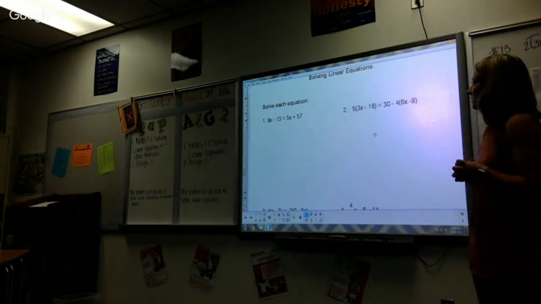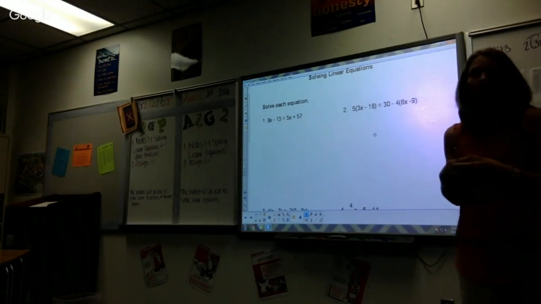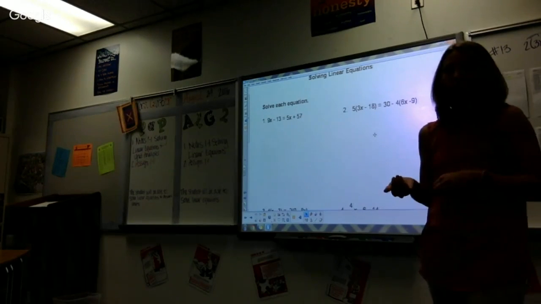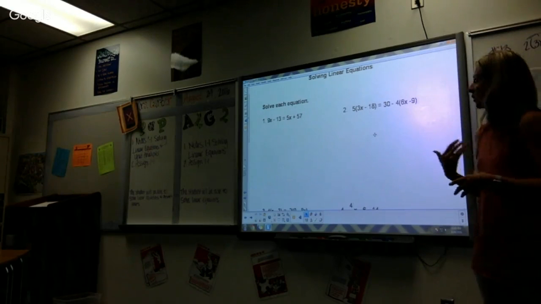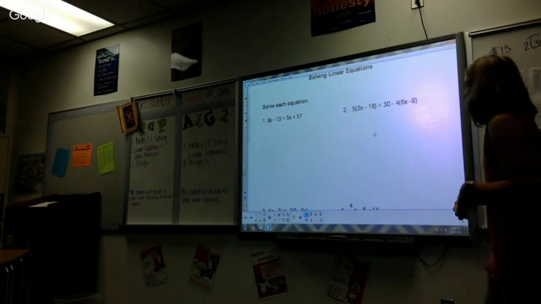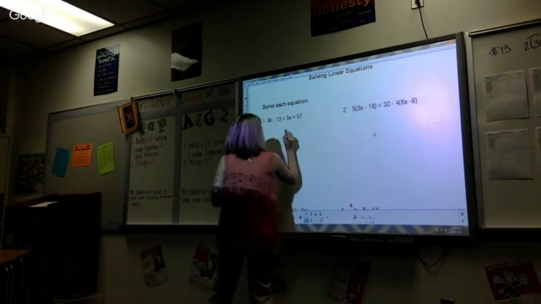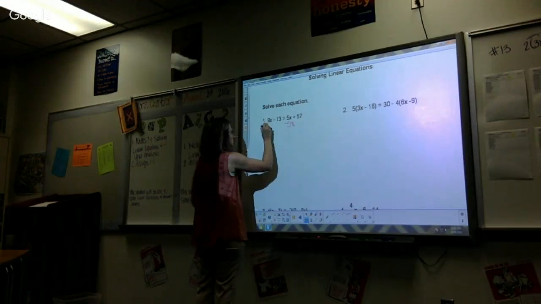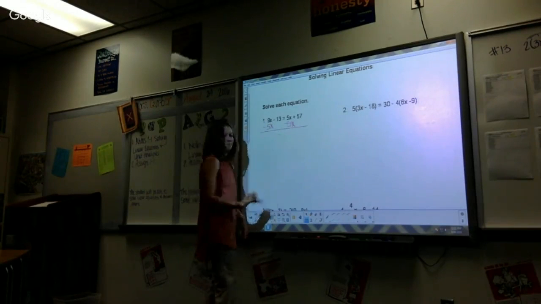So the first step would be to move our variable to one side. It does not matter what side to move your variable to. That can be up to you. I like to always move it to the side that will make my x positive. So I'm going to subtract 5x on both sides of the equation.